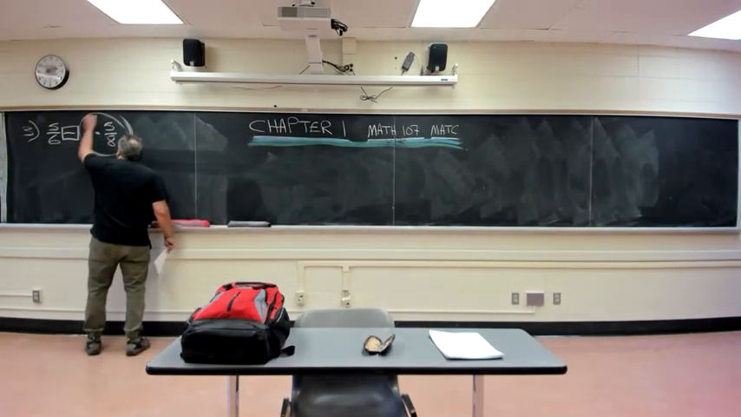Let's deal with this. 1 times 5 is 5. 3 times 8 is 24. You got 24 here. You got 1 times 5 is 5.